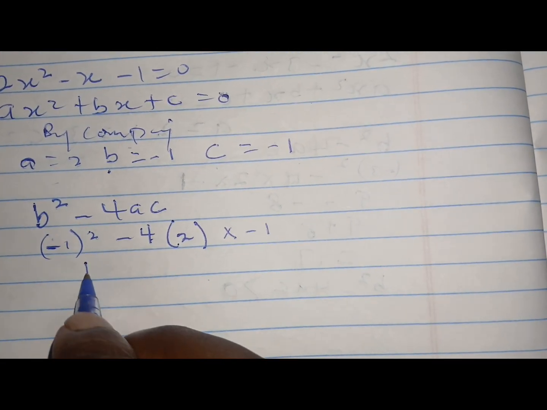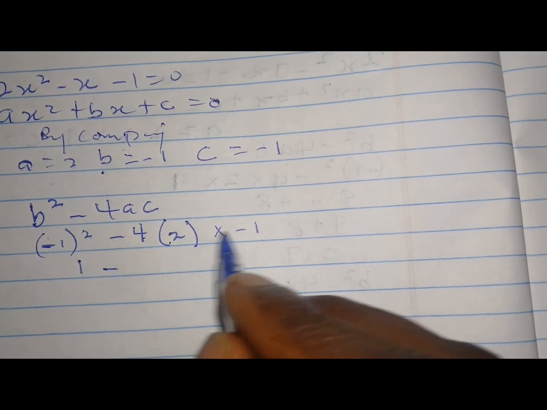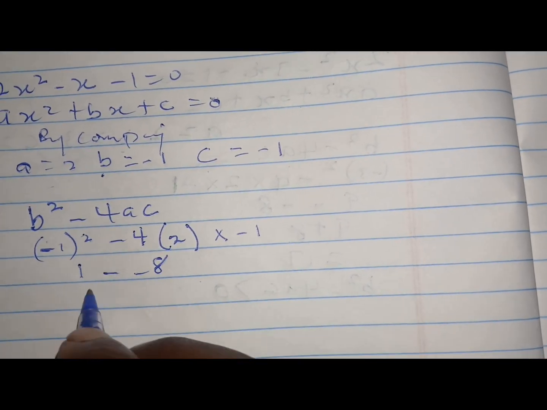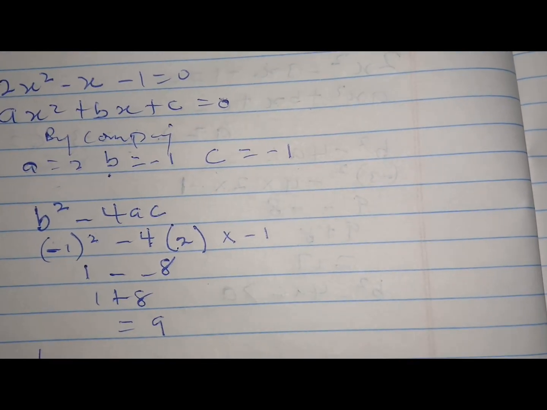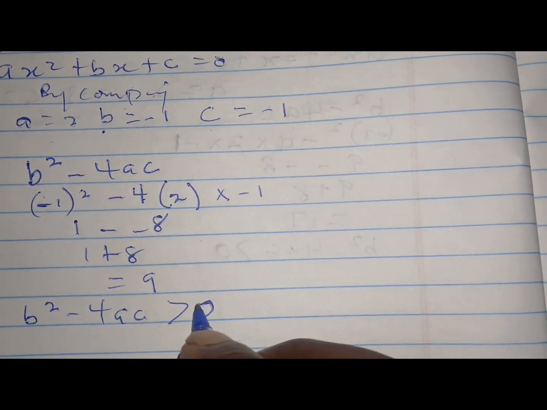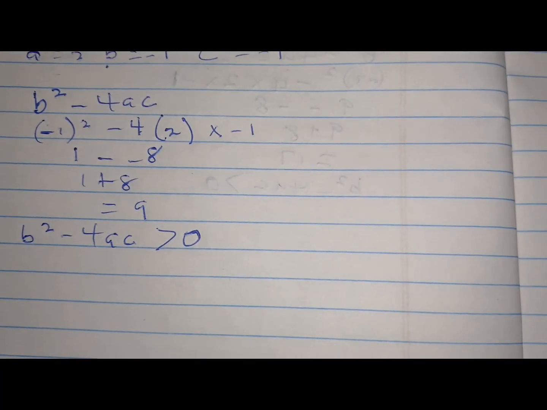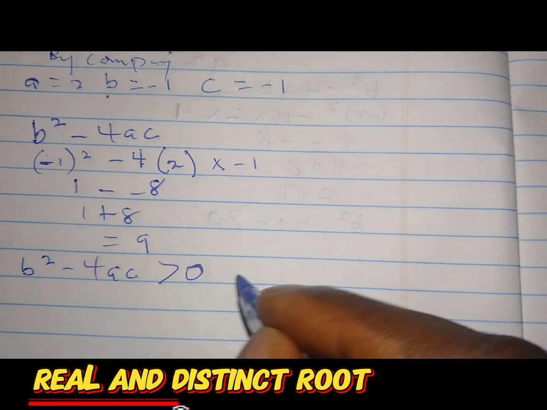So minus 1 squared is positive 1, minus 4 times 2 is minus 8, and minus 8 times minus 1 is plus 8. We have 1 plus 8, which is 9. In this case, we know that our b squared minus 4ac is greater than 0. And when it is greater than 0, we say it has real and distinct roots.